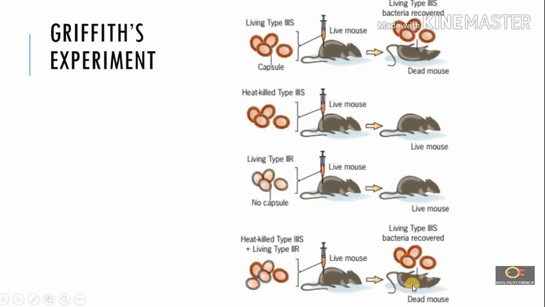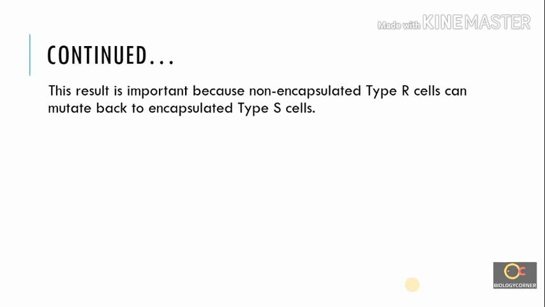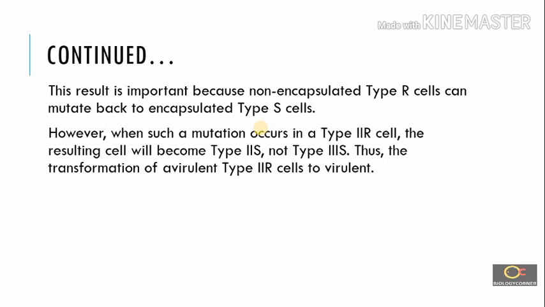What can you suggest has happened during this experiment? The type R cells that contain a mutation in their gene for the polysaccharide coat can mutate back to type S cells, but if type R cells had encountered a backward mutation, we should have recovered type 2S bacteria, not type 3S bacteria.